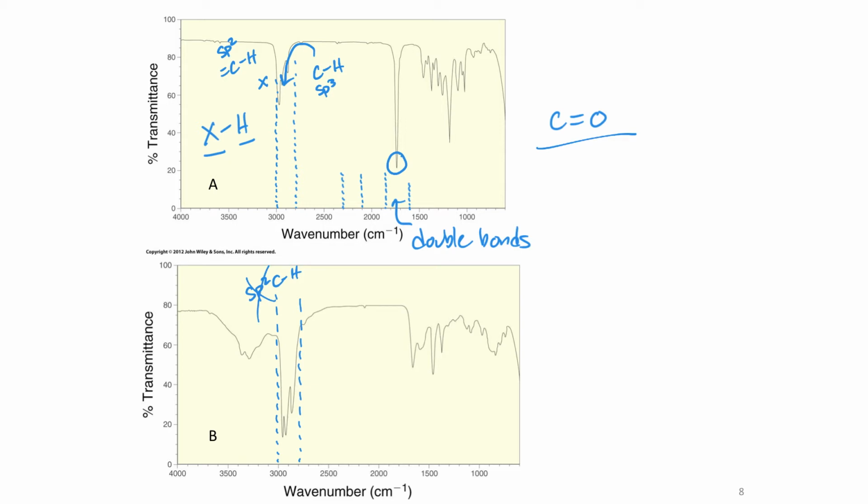I can look in the triple bond region. Again, that's 21 to 23. We see this little tiny peak. I'm not going to worry about that, so we're going to say there are no triple bonds in this compound that's creating this spectrum. And then again, 1600 to 1850. We've got this peak. Without any more information, I'm not going to draw any conclusions from that, so I'm going to ignore that peak for now as well.